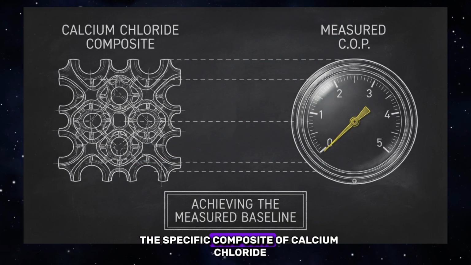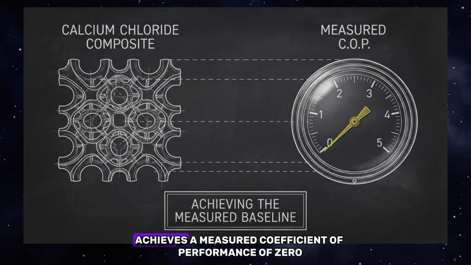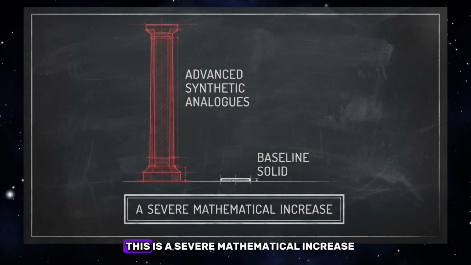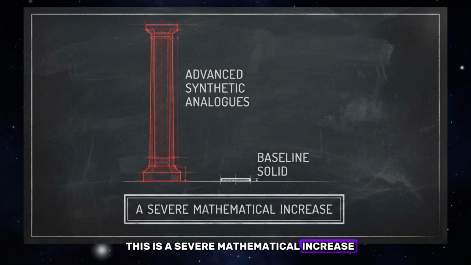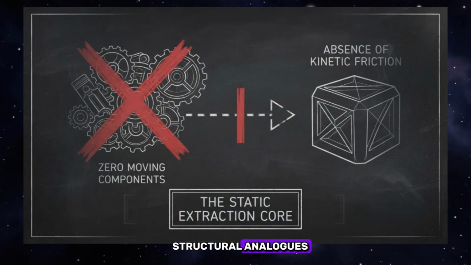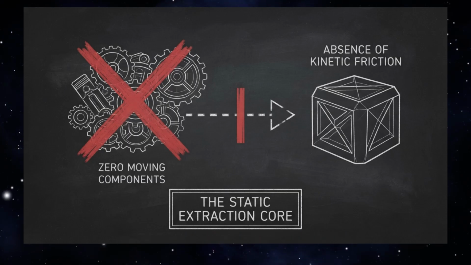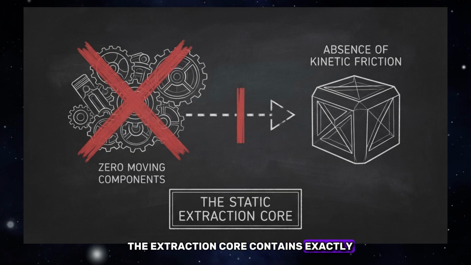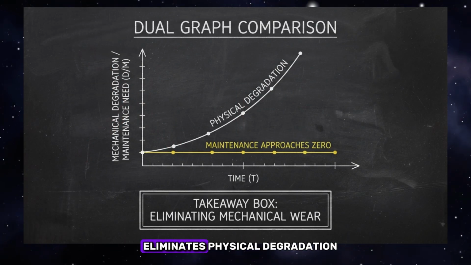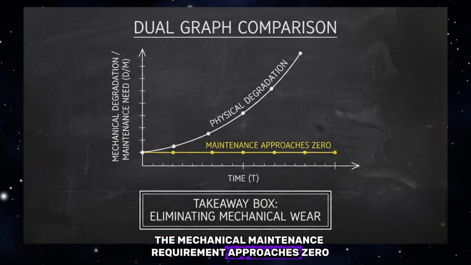The specific composite of calcium chloride and the microporous lattice achieves a measured coefficient of performance of 0. This is a severe mathematical increase over the baseline solid. Advanced synthetic structural analogs currently push the maximum efficiency to 0. The extraction core contains exactly 0 moving components. The absence of kinetic friction eliminates physical degradation. The mechanical maintenance requirement approaches 0.